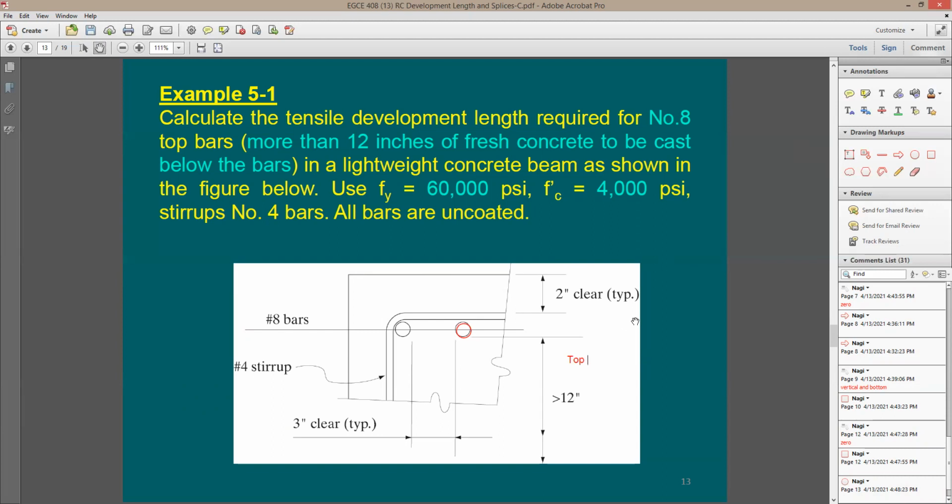Top rebars. How do I know that? Because it says if this is going to be more than 12 inches, you consider it to be top rebars. You're going to have specific psi sub T for it. It says here lightweight concrete. So when it says here lightweight concrete, what's the conclusion? I'm going to say lambda equals 0.75.